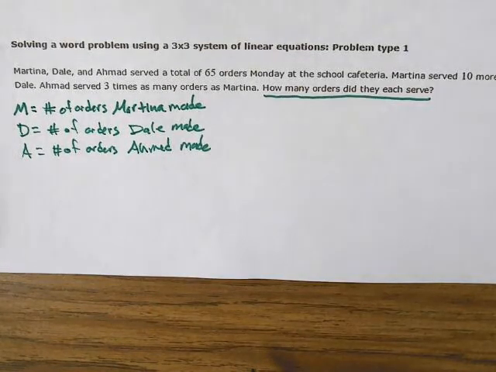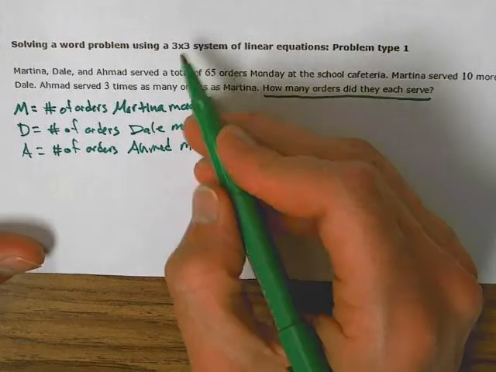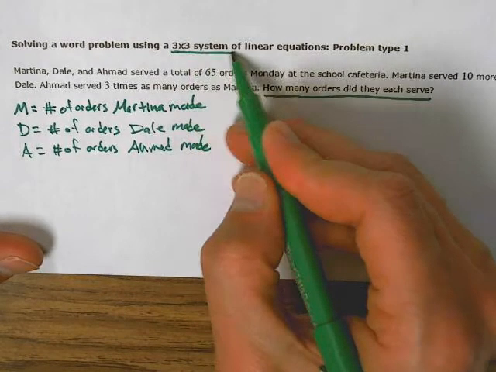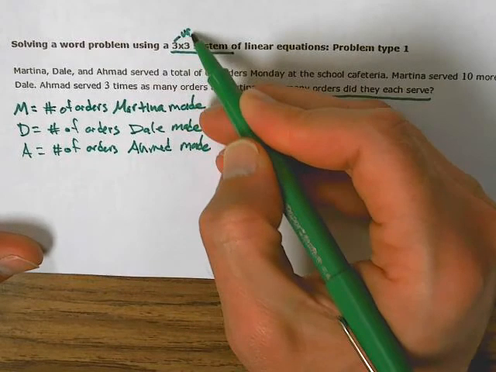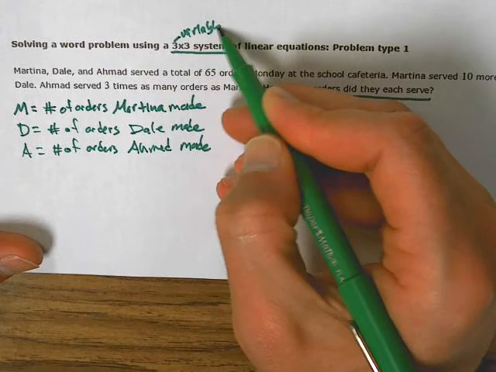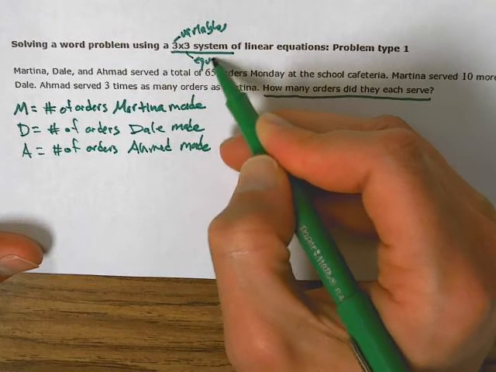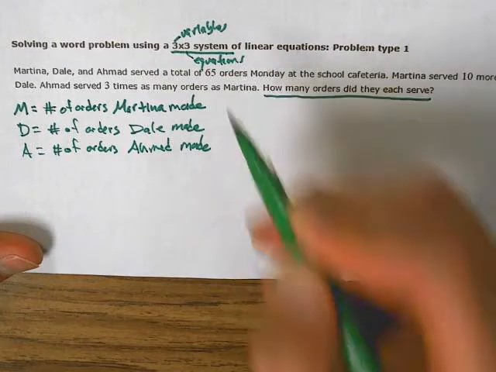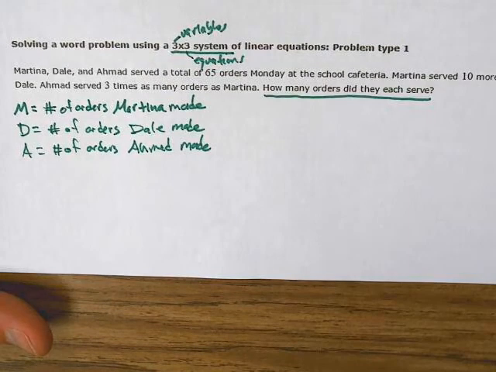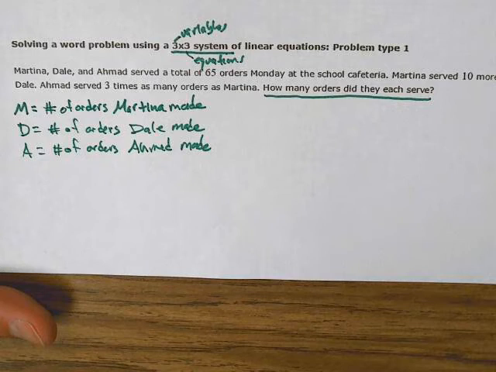Now we're supposed to set up 3 different equations. That's why it's called a 3x3 system: 3 variables and 3 equations. If we had fewer equations than variables, that would be a problem. If I had 3 variables and only 1 or 2 equations, we wouldn't be able to solve it. But because we have 3 variables and 3 different equations, we should be able to solve this thing.